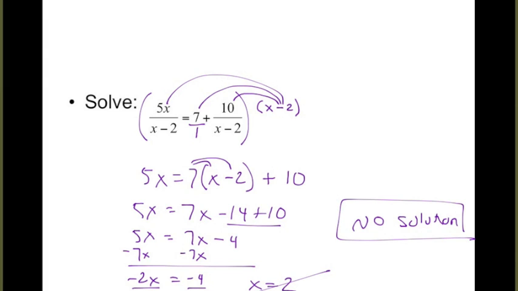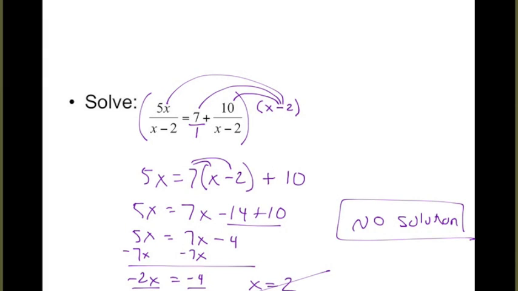How do you know it's not a solution? Because the one answer that we got doesn't actually work. Because it would cause us to divide by 0. And dividing by 0 is not allowed. So when you plug it back in. Right. When we plug it back in, it causes us to divide by 0.